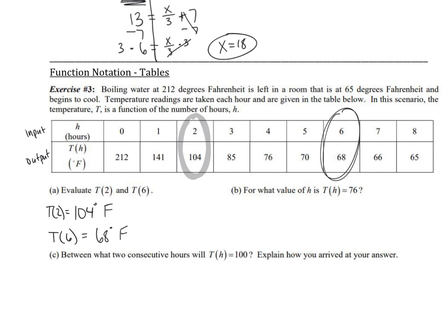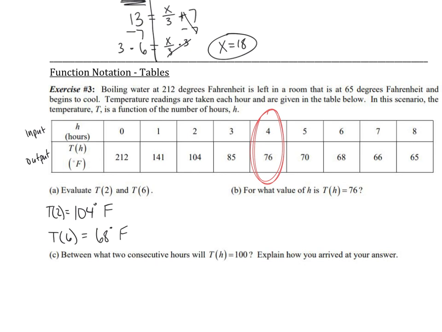So, right, the more hours that go by, the lower the temperature is. The next question, question B, is asking for which value of H is T of H equal to 76. So for this one, I am working backwards. All right, so I want to look at the temperature. Where is the temperature 76 degrees? Well, I see that right here.